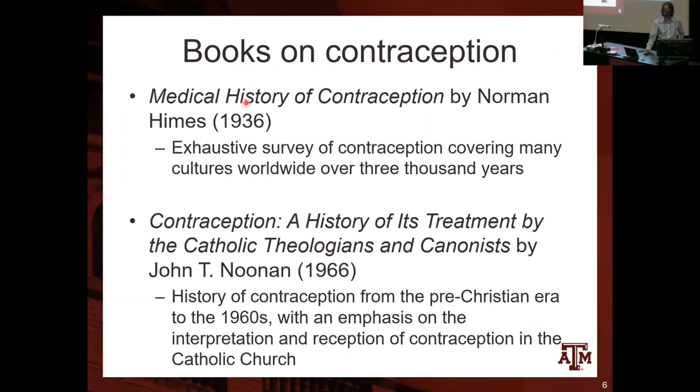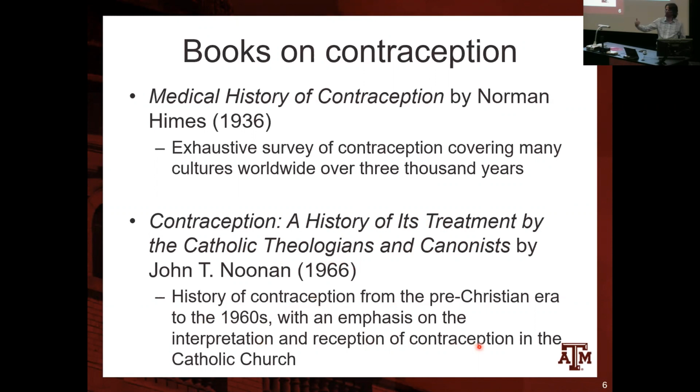A little bit on the history of contraception you can find in several books here. In this book, Medical History of Contraception, there's an exhaustive survey of contraception covering many cultures worldwide over 3,000 years. It was published back in 1936. Contraception, a history of its treatment by the Catholic theologians and canonists, also looks at the history of contraception from the pre-Christian era to the 1960s, with an emphasis on the interpretation and reception of contraception in the Catholic Church.